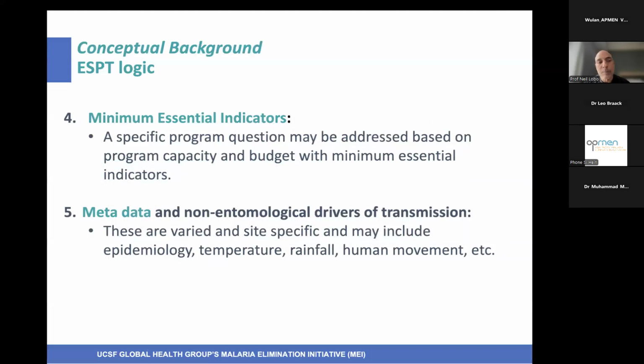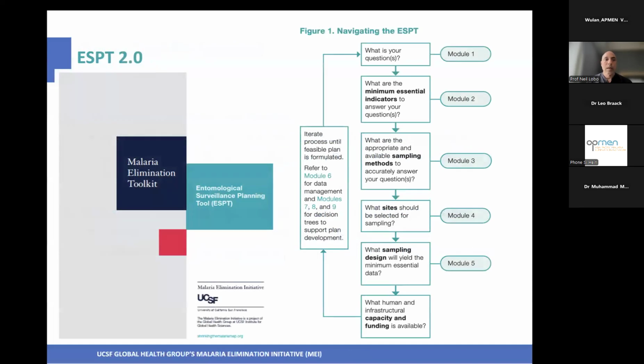We also want to use minimal essential indicators, which is the least amount of data we need to answer the question well. And that's important because it saves so much funds and resources. As well as, I said earlier, metadata. That's other kinds of data that help with decision making, that help with understanding what's happening. So this is a very brief overview of the ESPT. These are the steps, and we'll have presentations on each of these steps.